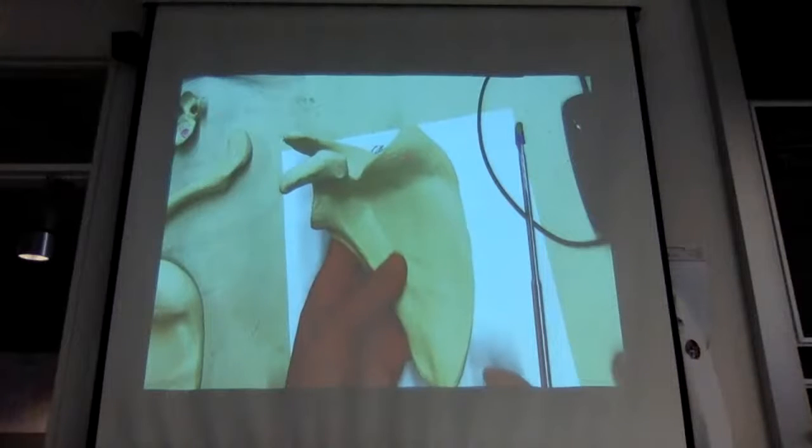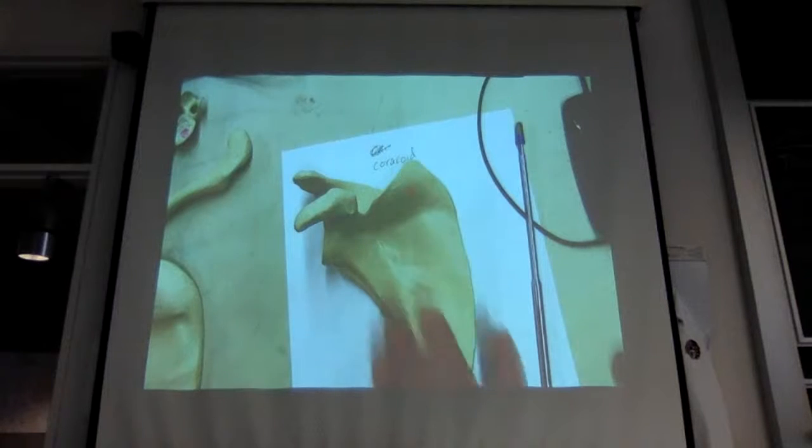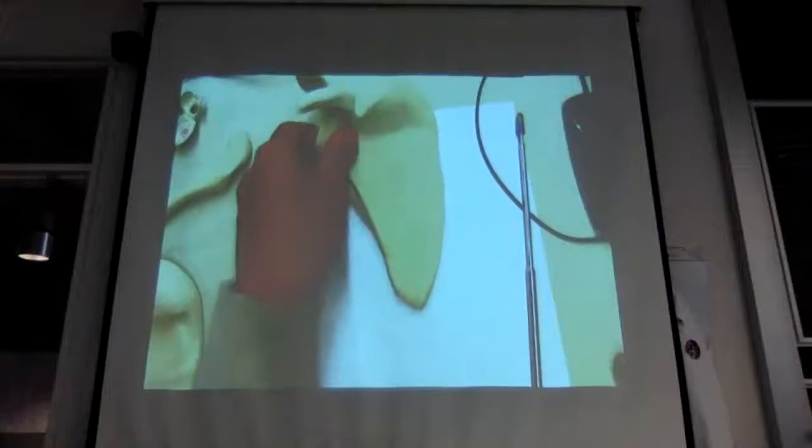Cool? To figure out inferior, always look for the pointy edge. You can put it on your back. You can have the skeletons turn around. Cool. Okay, now the scapula.